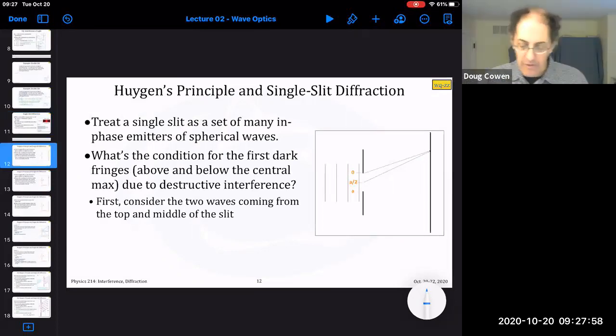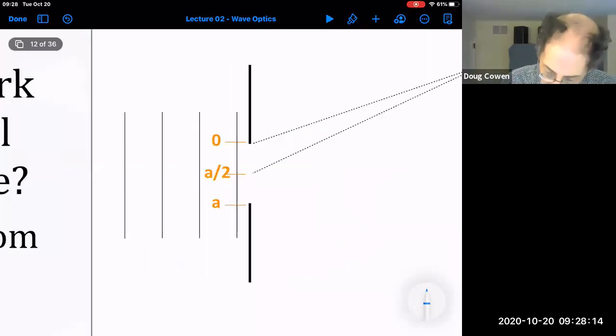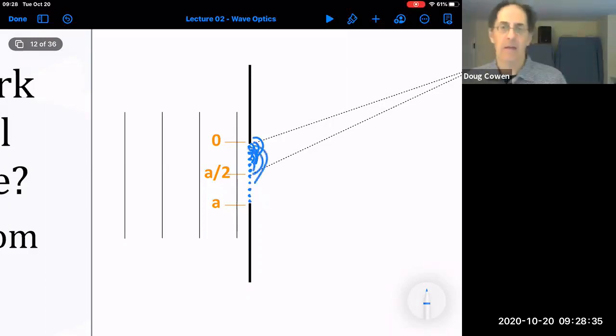So the principle is called Huygens principle, and I'm probably pronouncing that wrong. It's a Dutch name. The basic idea is to treat a single slit as a set of many in-phase emitters of spherical waves. So what does that mean? That means that there are lots of little emitters that I'm imagining here, and they're each producing waves coming out. And I'm not going to draw them all because it would get pretty messy really quickly. But all of these spherical waves then interfere with one another.